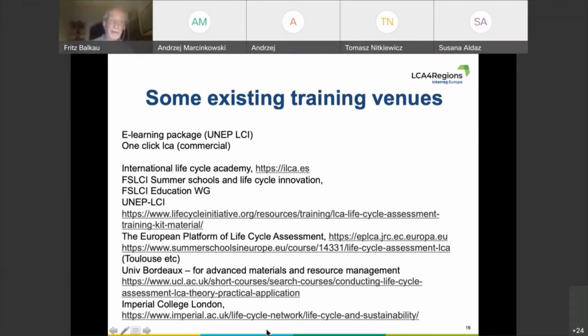The European Platform on Lifecycle Assessment, the University of Bordeaux as a centre of expertise for lifecycle assessment of advanced materials and resource management, Imperial College London. These are not the only ones. I've just selected a few that I know perhaps a little better than some of the others, but there are others available, including, as we heard on day one of this particular event, the very thorough initiatives now taking place in the Technical University of Lodzkie.